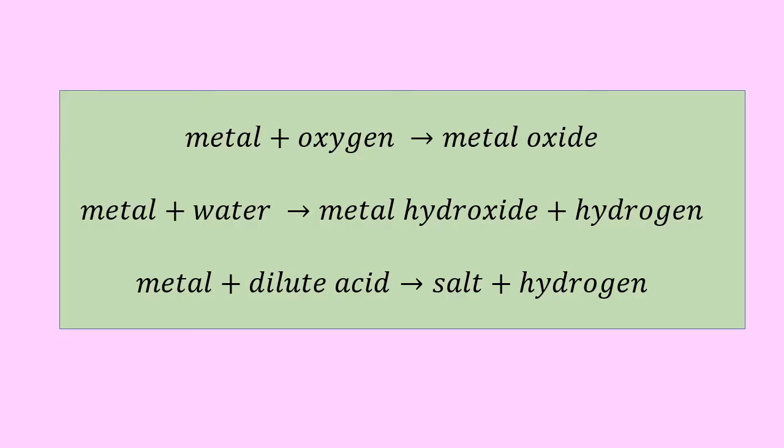Now to summarize, we've got our three equations. Metals react with oxygen to form metal oxides. Metals that react with water produce metal hydroxide and hydrogen. And metals react with acids to produce salt and hydrogen.